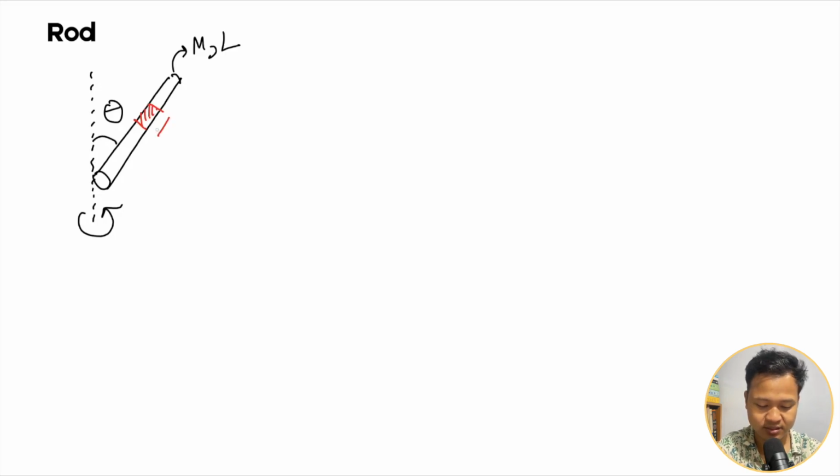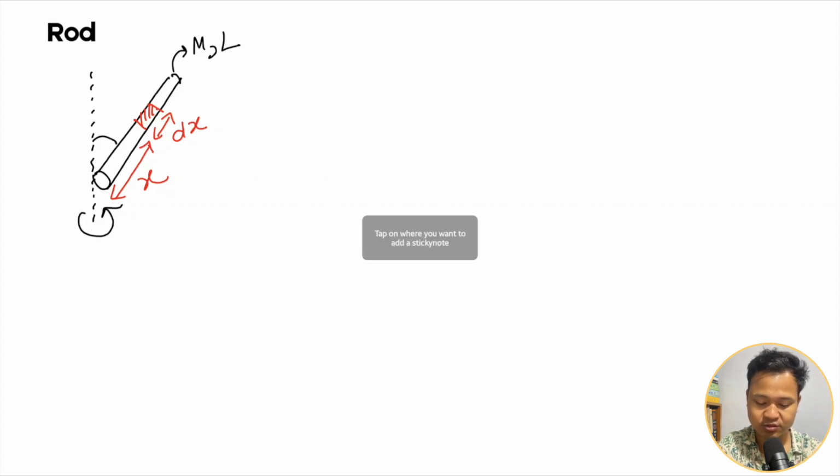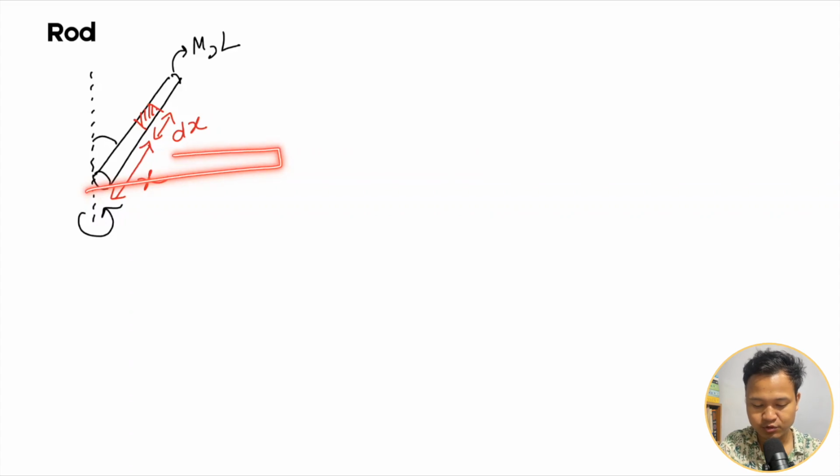So dx is at a distance x, and to integrate we take along the x direction, the rod has both x and y components. For example, here dx is at a distance of, so this one. So what is this length?